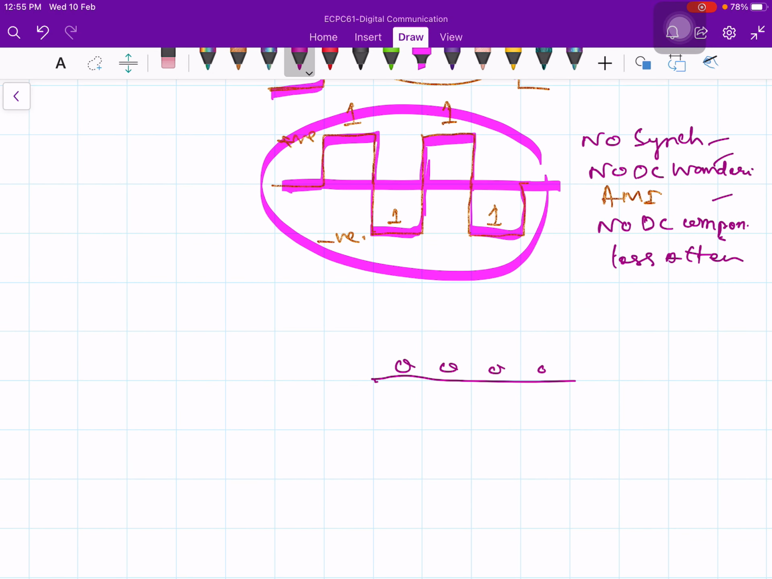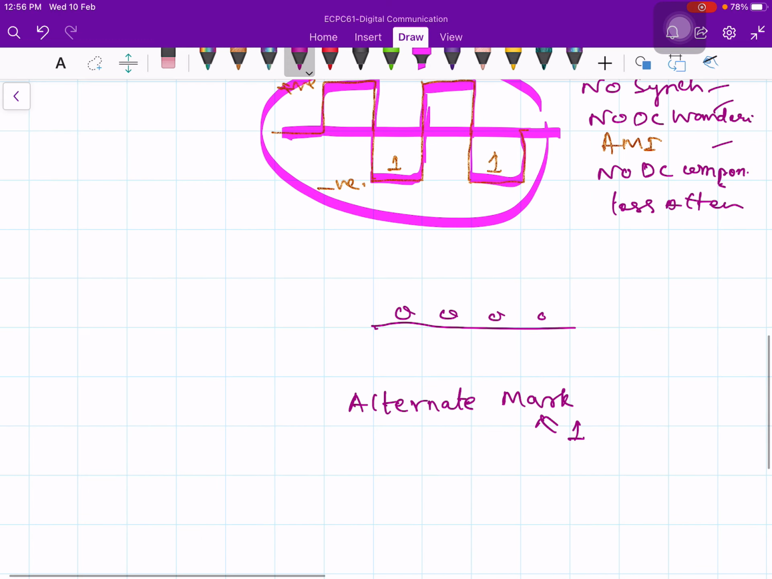To ensure that there is no long string of ones, you just alternately invert the ones. Therefore the name alternate mark. Here mark indicates 1. Mark means 1. Either you can call it alternate mark or alternate 1 inversion, or alternate mark inversion.